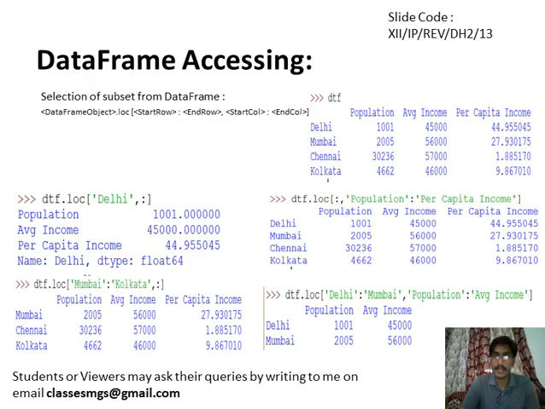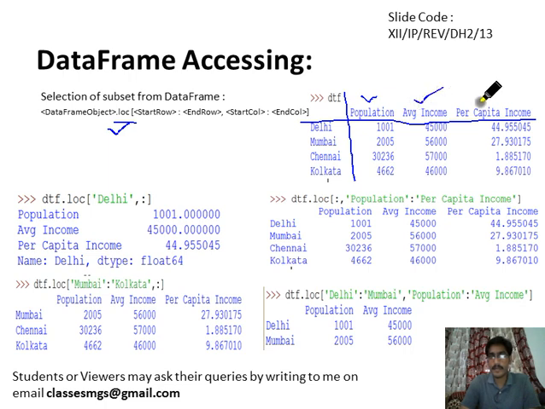Another example. This is very important, many times it is asked what the LOC function is. Let's suppose we have created this data frame. This example is also given in the Sumita Arora book, you can refer to it. This is the column index and this is the row index: Delhi, Mumbai, Chennai, Kolkata. Population, average income and per capita income are given for the different cities.